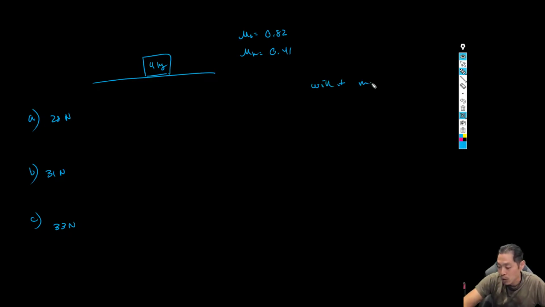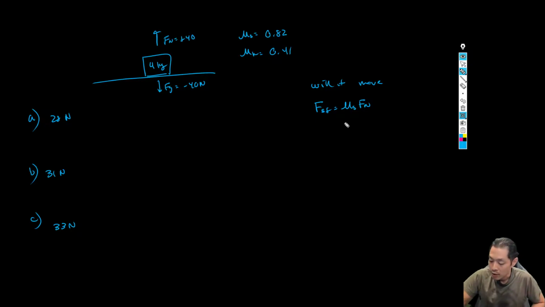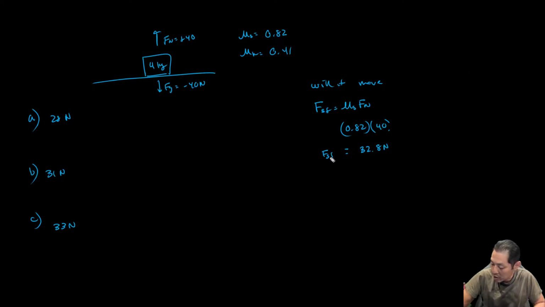To do that, you need to find force of static friction, which is mu s Fn. Here Fg is 4 times 10, negative 40. So that means force normal will be positive 40. So 0.82 times positive 40, and looking at my cheat sheet, I get 32.8 newtons, which is force of static friction. Then you go, okay, my applied force has to be bigger than this in order to move.